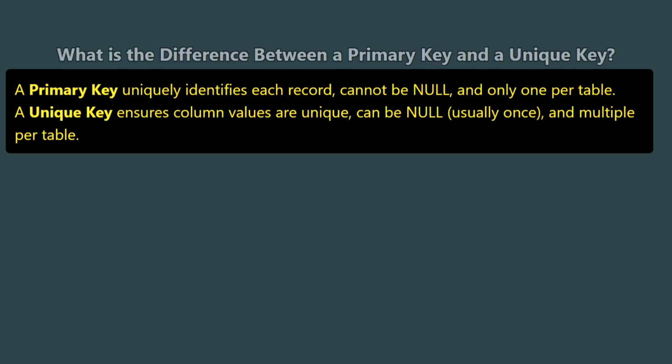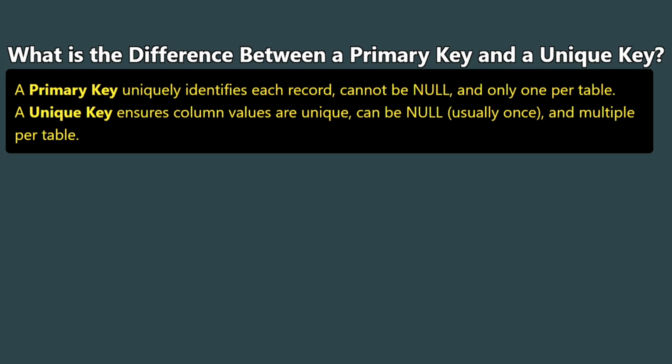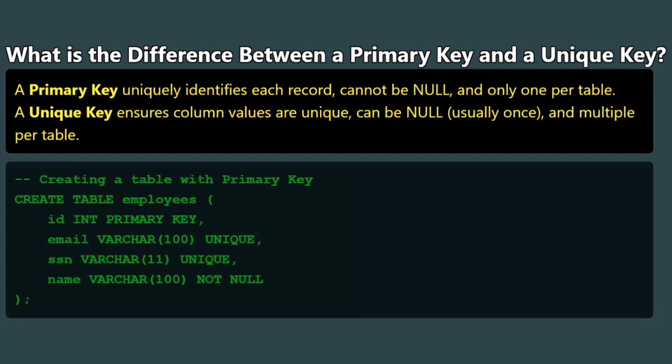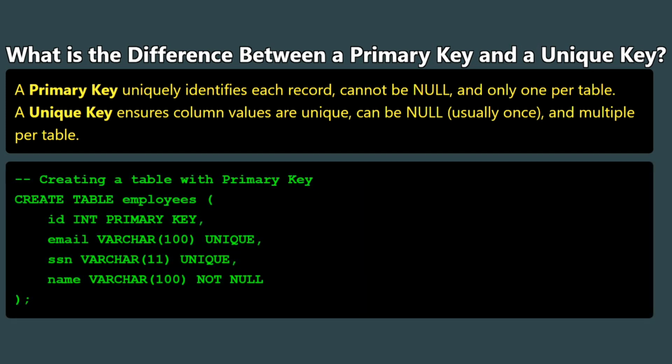Moving on to a tricky question. What is the difference between the primary key and unique key? This is a fundamental database design concept. A primary key uniquely identifies each record in a table. It cannot contain null values, and each table can have only one primary key. A unique key ensures values in a column are unique, but can contain null values. And tables can have multiple unique keys.